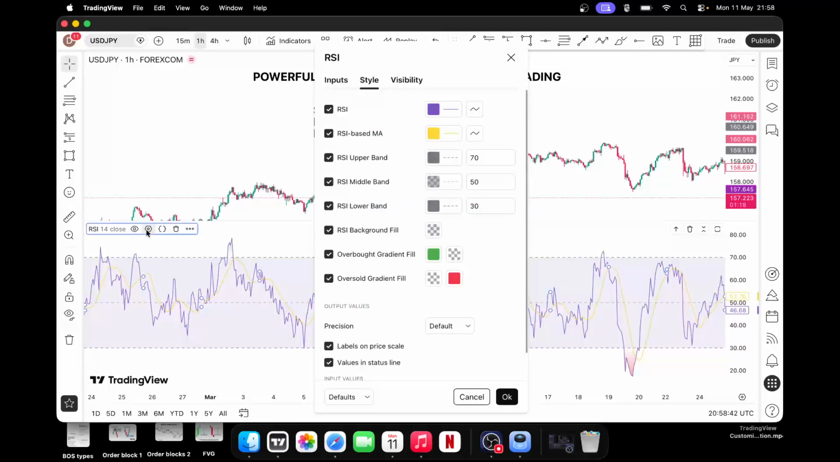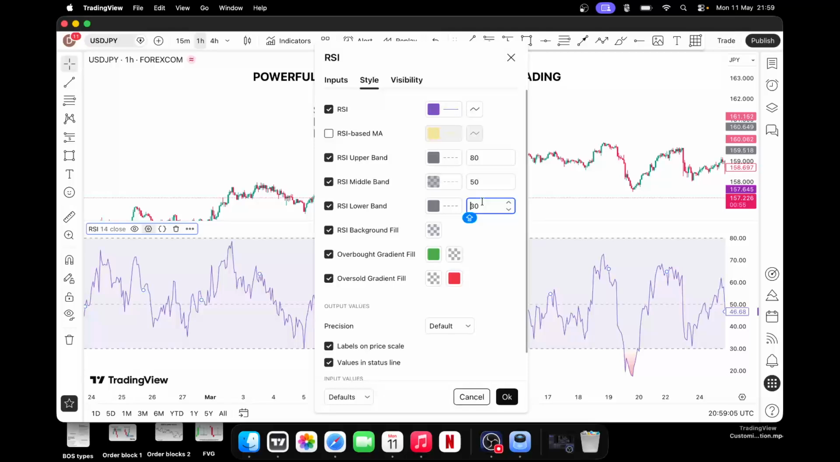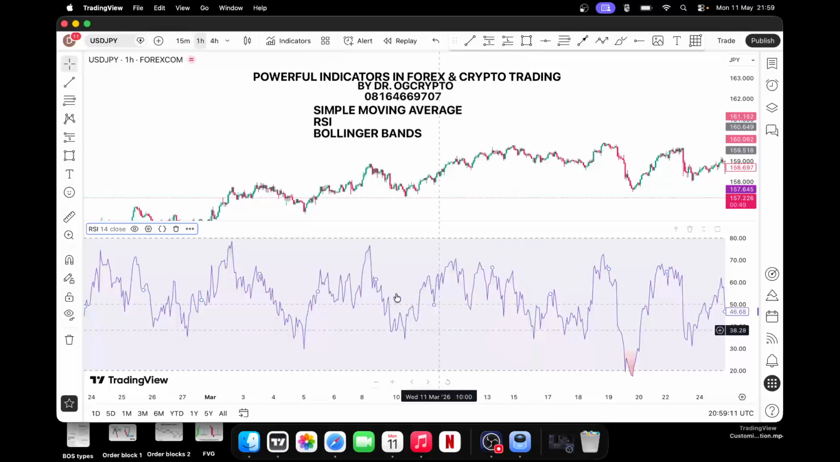So go to the settings. Under the settings, remove the RSI based MA. Nothing concerns us with the moving average. So remove or mark it like this. So you are left with just RSI. So this RSI, you have to change this 70. Change 70 to 80 and change 30 to 20. Then click on what? On OK. So like that.